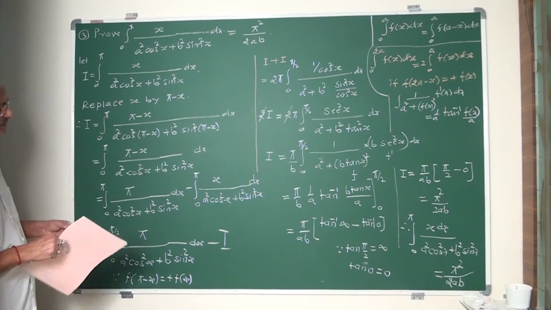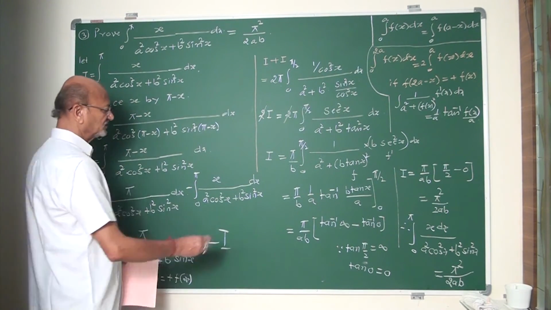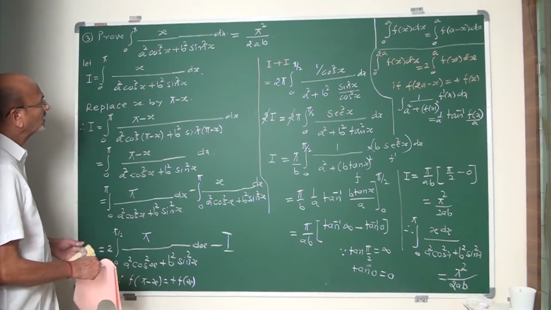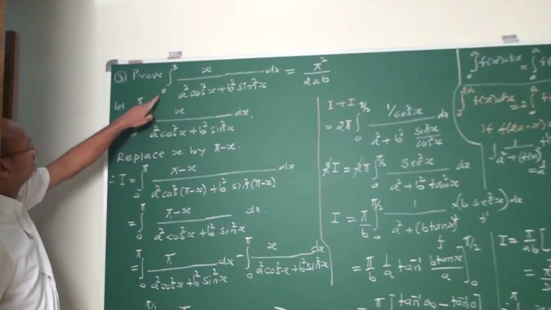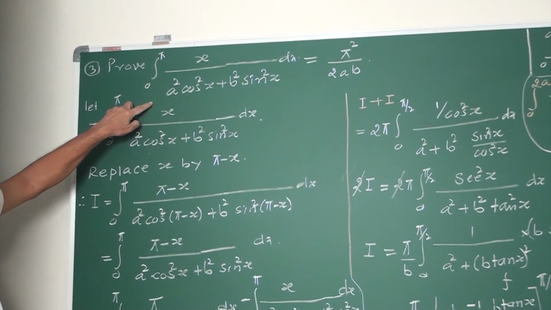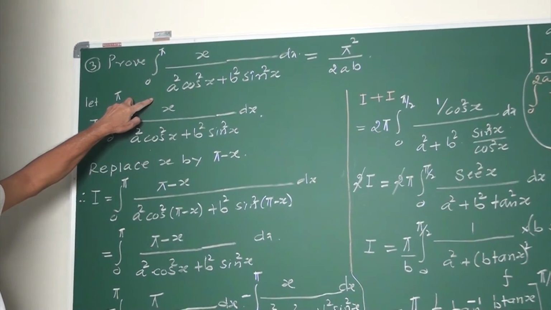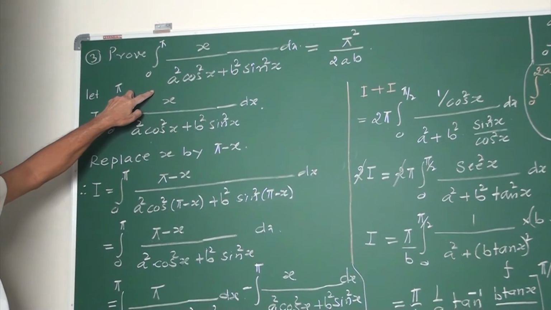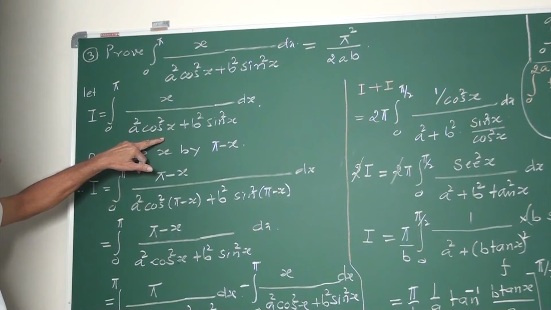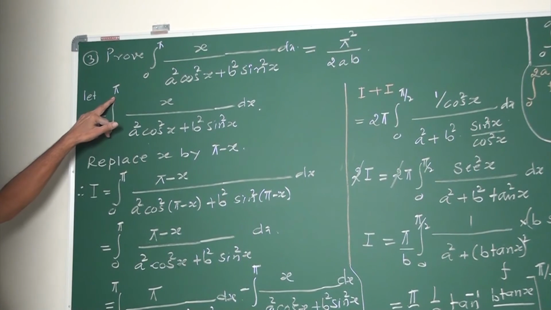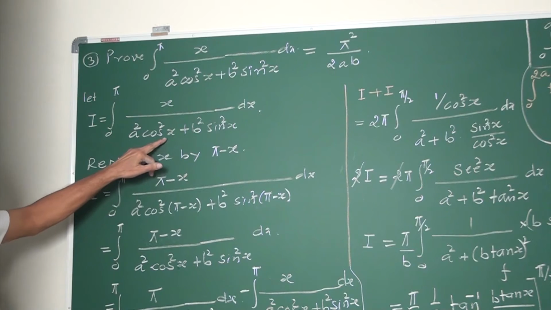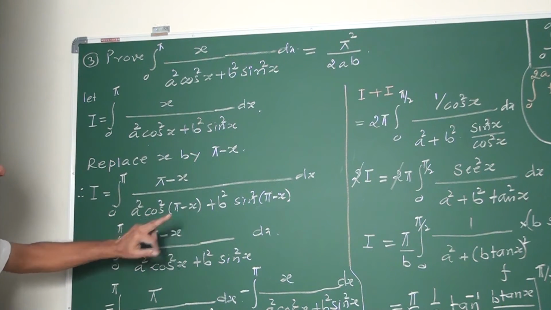Yes, friends, I will explain once again. See, through that, the definite integral 0 to pi x upon a square cos square plus b square sin square dx is pi square upon 2ab. Let I equal to this given integral. Replace your x by upper limit minus x, pi minus x. Wherever x is, there you write pi minus x.